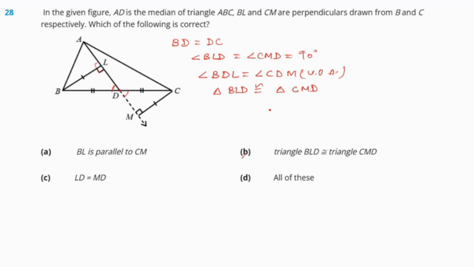Okay, now since these two triangles are congruent to each other, their corresponding parts we can take. So we can also write that BL will equal CM because of CPCT. And LD and MD, sorry, that also needs to be equal. So that is option C. So option C also needs to be correct. And angle DBL should equal angle DCM, this should equal this, because they are what? Alternate angles. So on the basis of that we can say that BL will be parallel to CM as well, which means option A is also correct. So all the three options are correct. That is why the correct option needs to be option D, which is all of these.